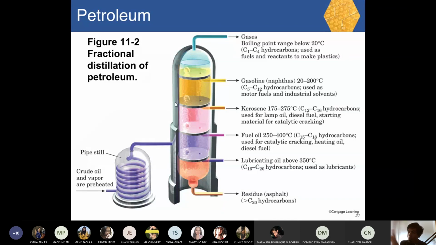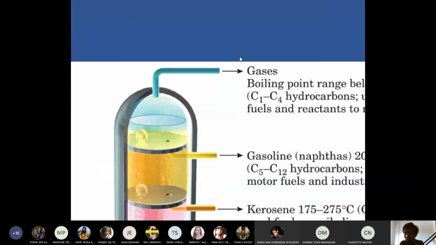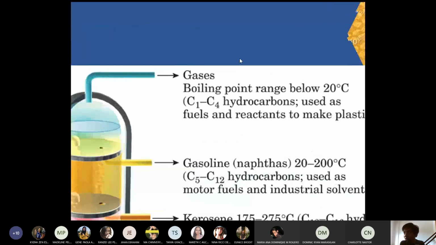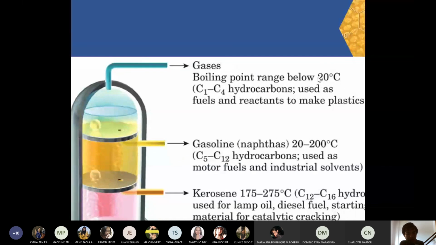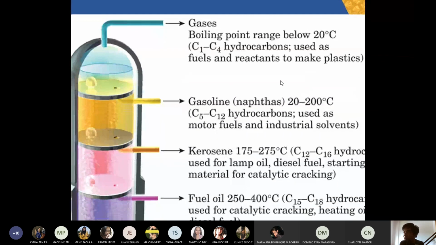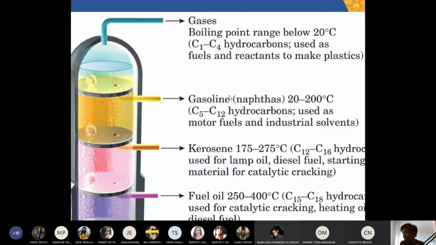So ibig sabihin, kunwari ito yung petroleum, tapos iinitin mo yan, yung first thing na magbo-boil off ay yung compounds with few atoms, such as carbon 1 to carbon 4. Yung ating mga methane up to butane. So mabilis sila mag-boil off. 20 degrees Celsius lang, magbo-boil na sila. Kasi mababa yung London force nila. Then increasing the temperature, you will have your gasoline, yung gasolina na ginagamit sa sasakyan. Kasama doon yung octane, C8, no?